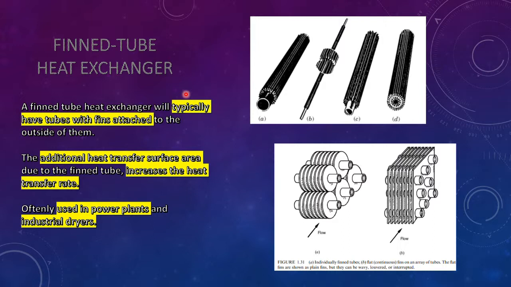Okay, next is the fin tube heat exchanger. It's another type of heat exchanger with fin. It typically uses tubes with fins attached to the outside of them. Like here, there's a fin attached to the tube. Okay, the additional heat transfer surface area due to fins increases the heat transfer rate as we discussed before. So this is often used in power plants and industrial dryers.